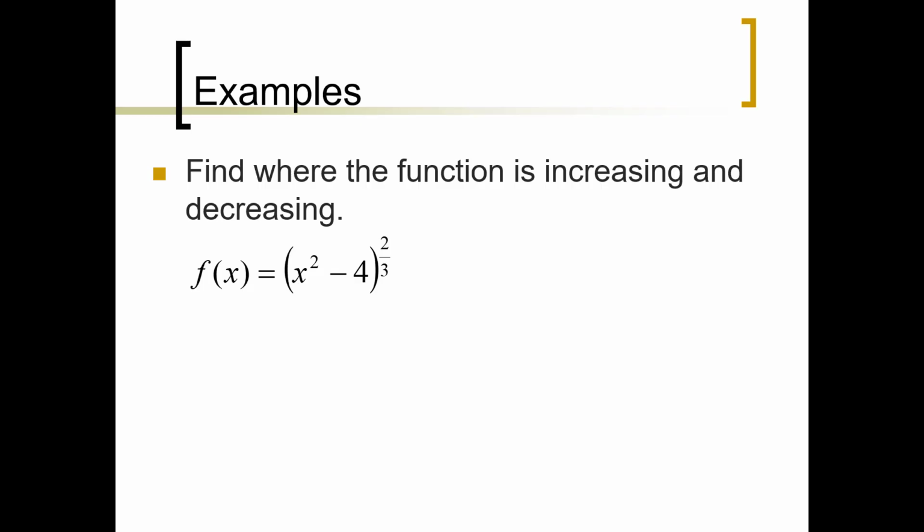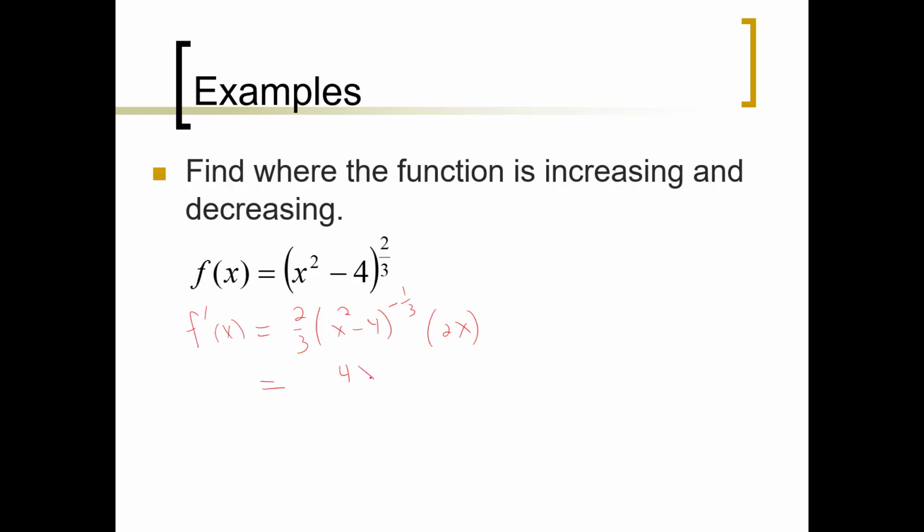Let's try that again. Let's try to find out where this function is increasing and decreasing. To do so, I'm going to need to know what its derivative is. So that will then be f prime of x is equal to 2/3 the power, x squared minus 4 the base. I reduce the power by 1, and then I multiply by the derivative of the inside. Simplifying that, you'll get that this 2 and that 2 become a 4.